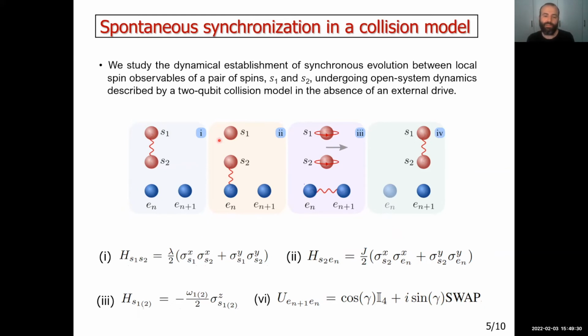And as you can see, the first spin, S1 here, is in some sense the probe spin. It's not directly interacting with the environment, but it exchanges information with the environment through the spin S2, which actually directly interacts with it.